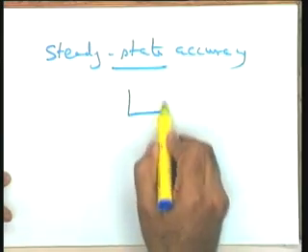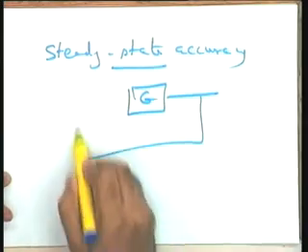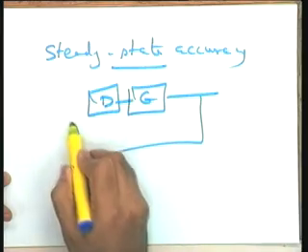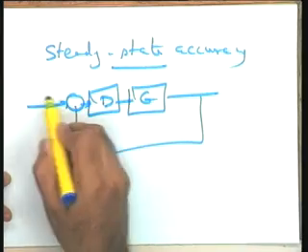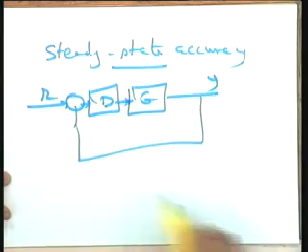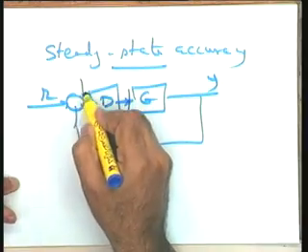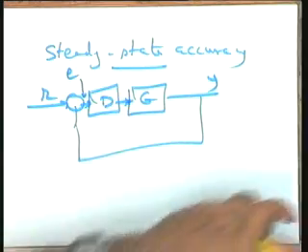Take the basic feedback loop G. Let me take it unity feedback to make it a little simple. Now you know that this is your error E. At this particular point, you have got the error E.